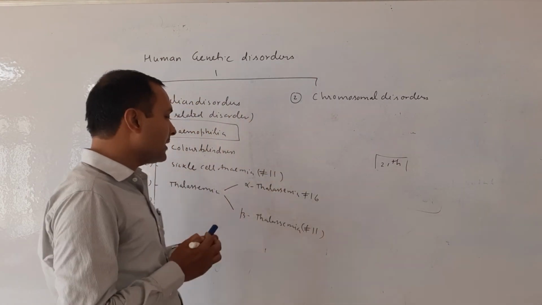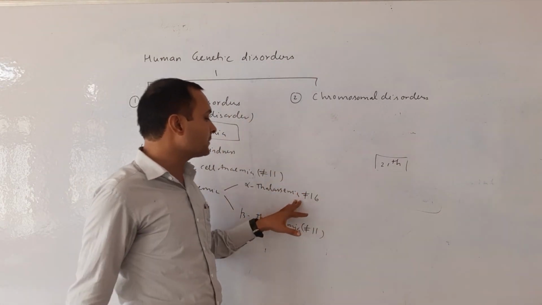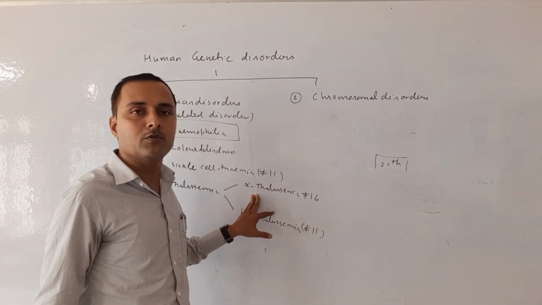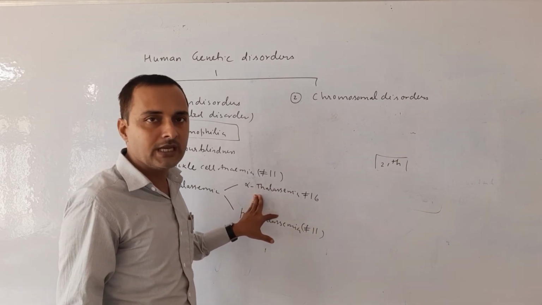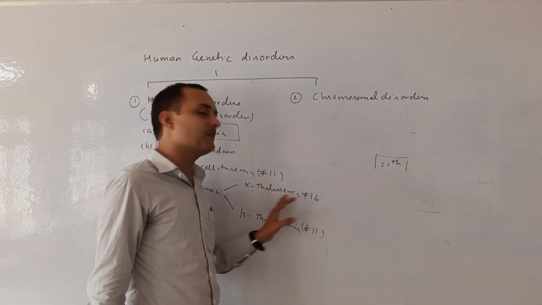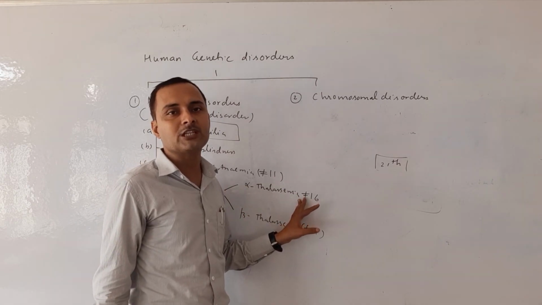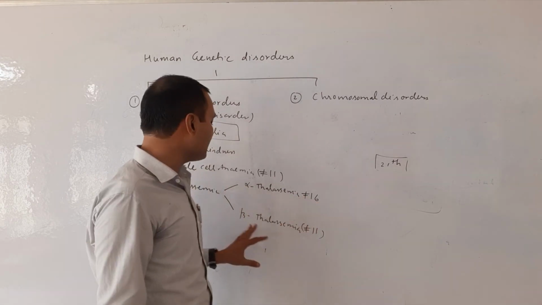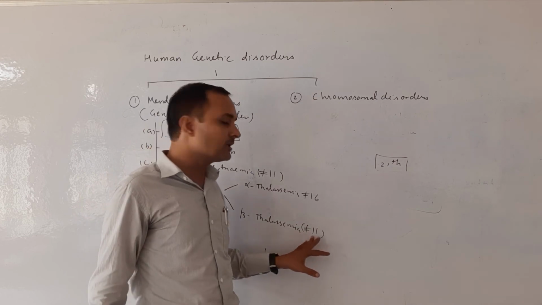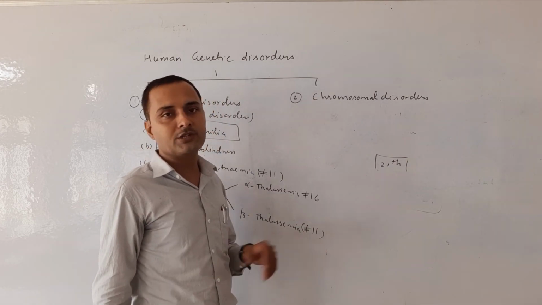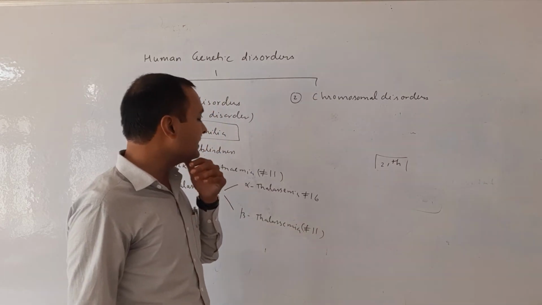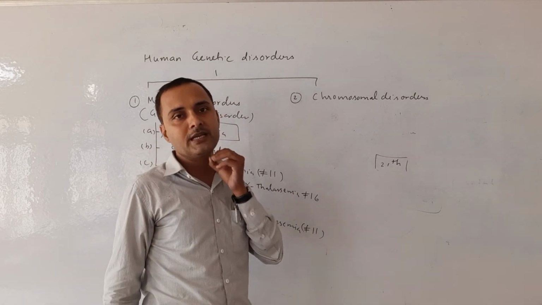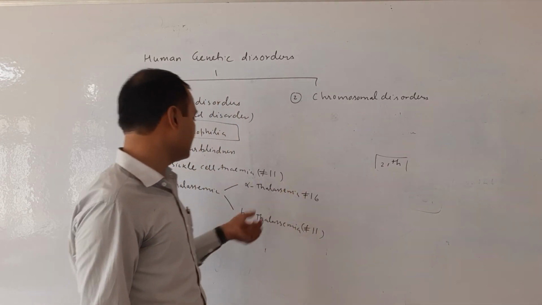In case of alpha thalassemia, the gene responsible for synthesis of the alpha chain of hemoglobin becomes mutated. As a result, there is less synthesis of the alpha chain of hemoglobin, which leads to respiratory disorder. In case of beta thalassemia, the gene on chromosome number 11 becomes mutated. As a result, there is less synthesis of the beta chain of hemoglobin, which leads to respiratory disorder.